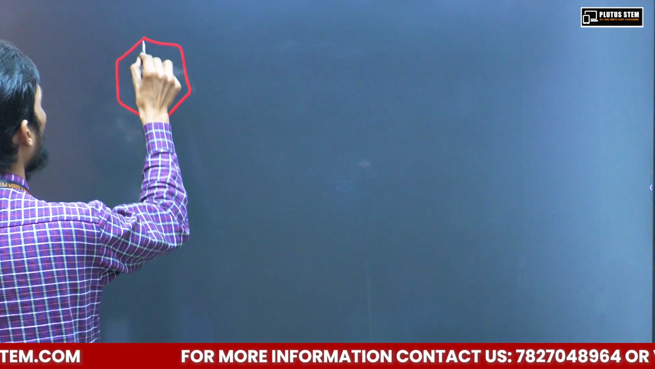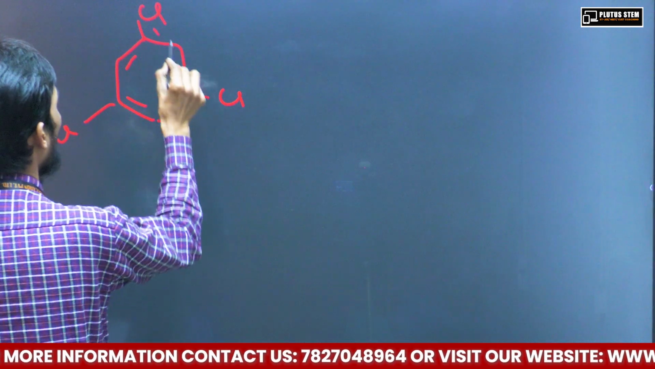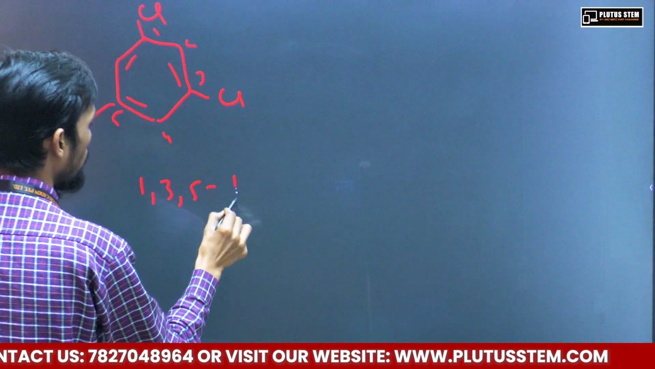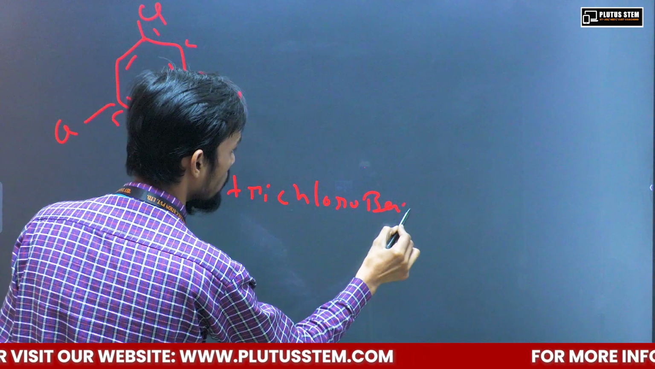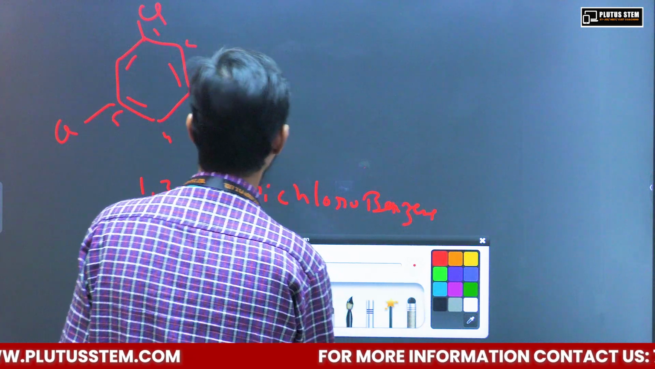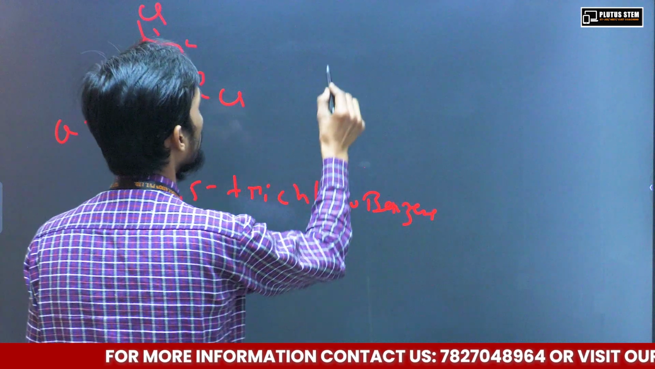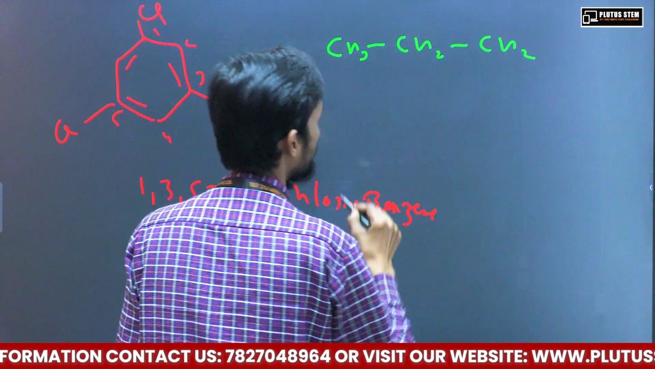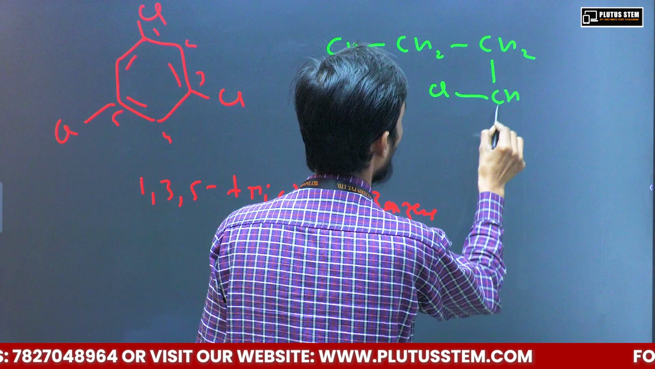If we are having a group like this, Cl, Cl, Cl, it will become 1, 2, 3, 4, 5. We can say 1,3,5-trichlorobenzene. So this is the way how we write it down. And regarding a simple chain, if we are having CH3, CH2, CH2, CH, Cl and Cl.